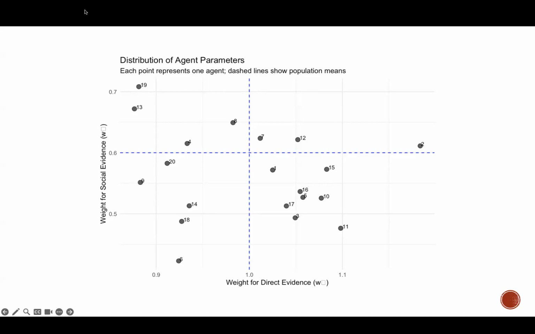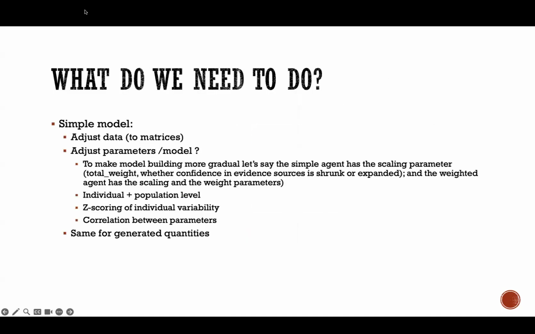For social evidence, we get that the average is 0.6, and it varies from 0.7 to 0.4. Right, so the simulation has worked. It creates agents that are not balanced and that vary on these different parameters. Then what we need to do is take the simple model, adjust the data chunk so that it can take matrices instead of arrays, and adjust the parameter and the model.